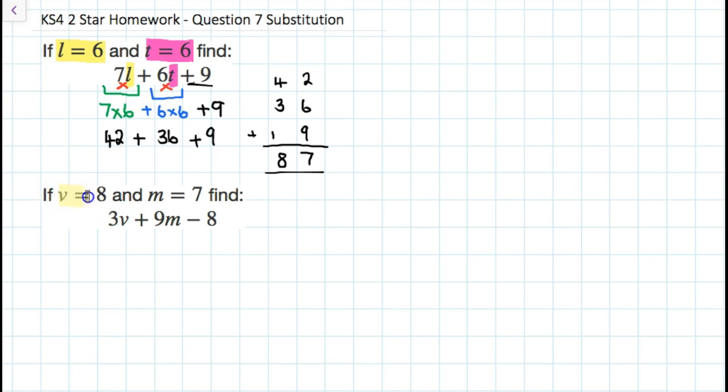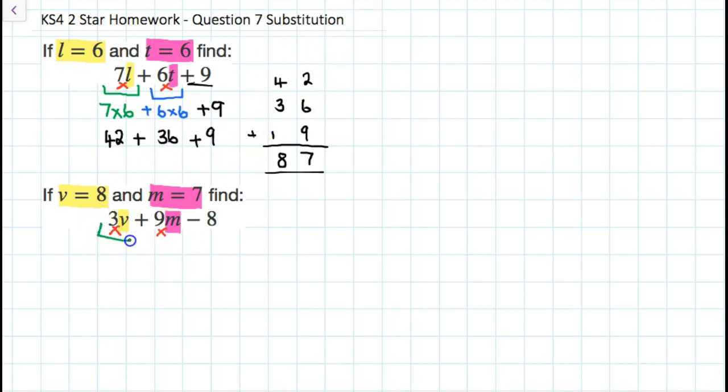So we've got V is equal to 8, so this V is no longer V, it's now 8, and M is equal to 7, so this is now 7 instead of M. Remembering that when we substitute into an expression or an equation, we're looking to see that the number and the letter next to each other are multiplied by one another. So this means 3 times V because they're next to each other. This means 9 times M because they're next to each other.